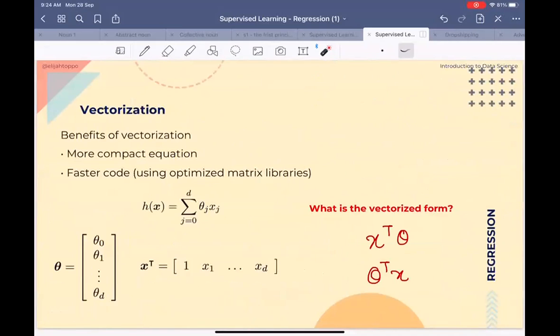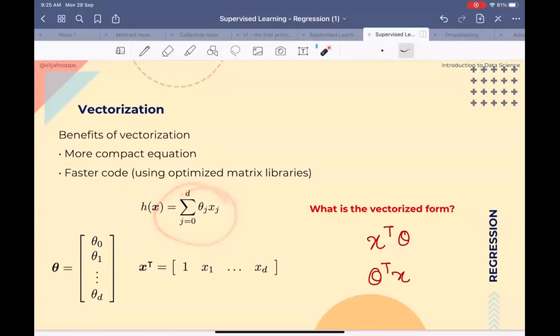Finally, we also saw some ways of doing vectorization. That is, writing the same formulas in a form which allows us to code it better, and not just better. It gives us an easy, compact way and faster code by doing vectorization. Okay, so we just saw that this term, that is summation of theta j xj going from j equal to 0 to d, can in fact be written as x transpose multiplied by theta, or theta transpose multiplied by x. That is the vectorized form of this summation function.